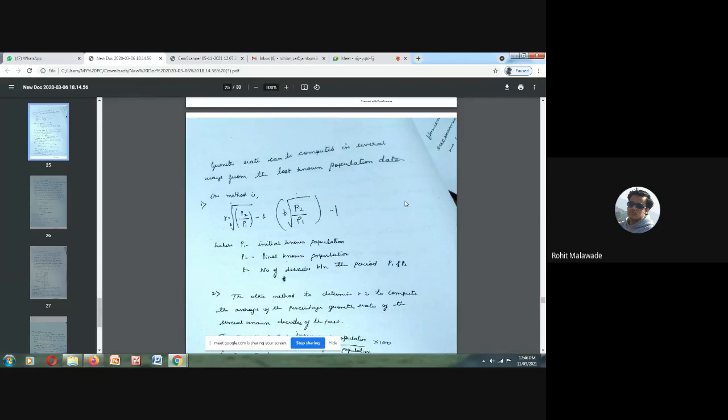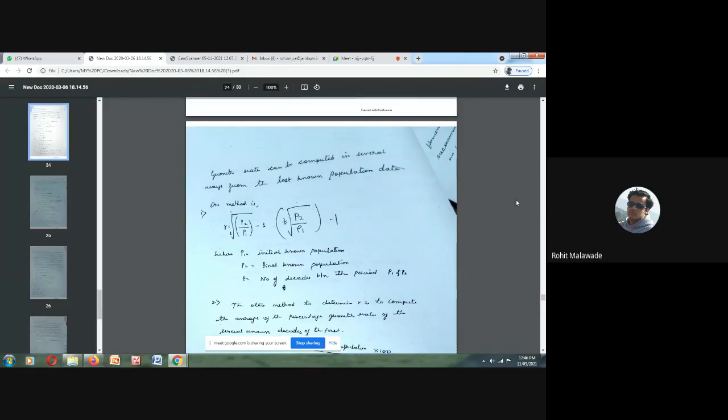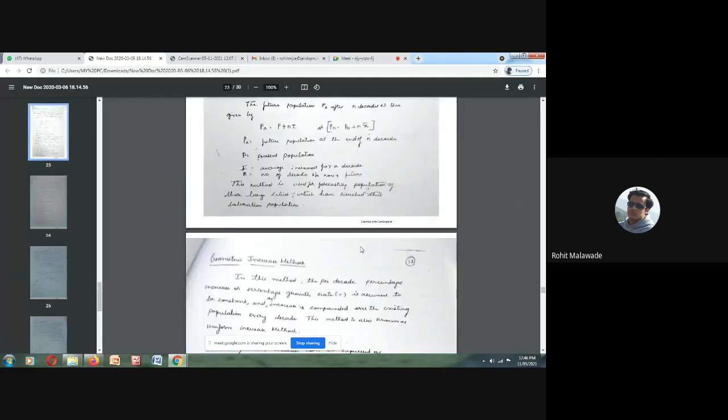We will see the different methods. These four methods, that is the arithmetic increase method, geometric increase method, incremental increase method, and the logistic method, are the ones we will be solving problems on.